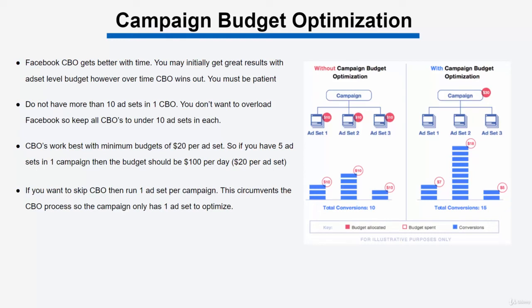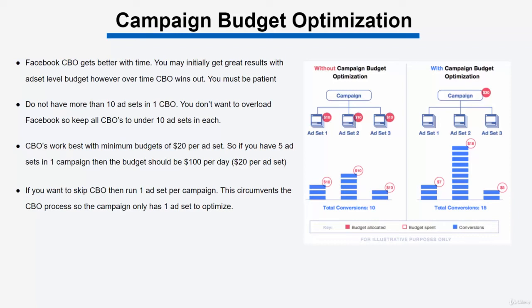What we want to keep in mind here is that Facebook campaign budget optimizations get better with time, okay? You may initially start out with great results if you're setting the budget at the ad set level. However, in the long run, over time, the CBO wins out because it collects more data, more information, and then Facebook is able to use its AI to appropriately optimize a campaign. And we don't want to have more than 10 ad sets within one CBO. That's too much for Facebook to handle.